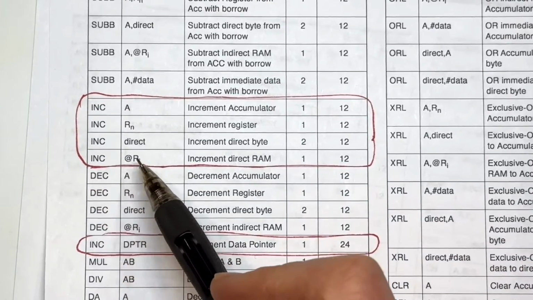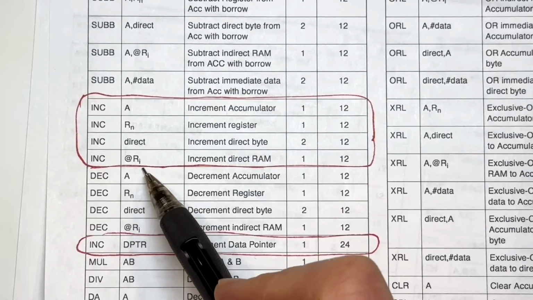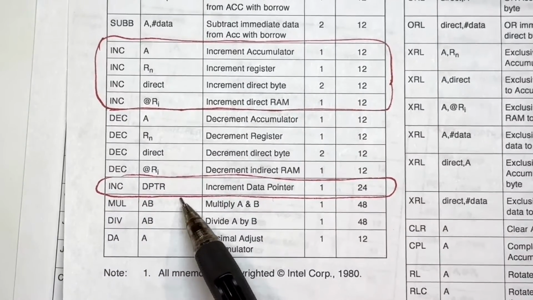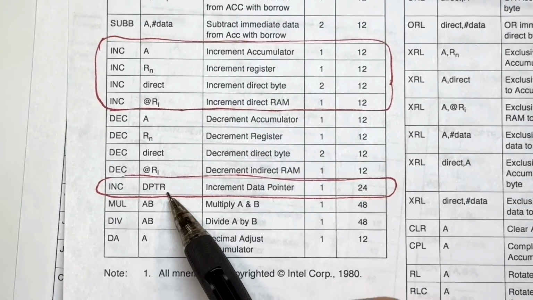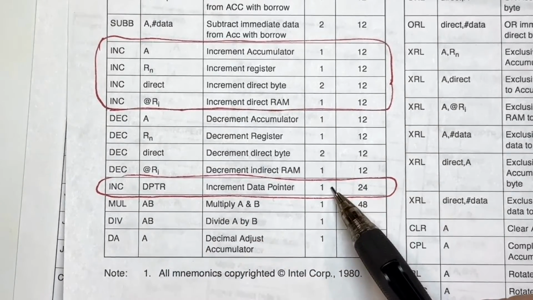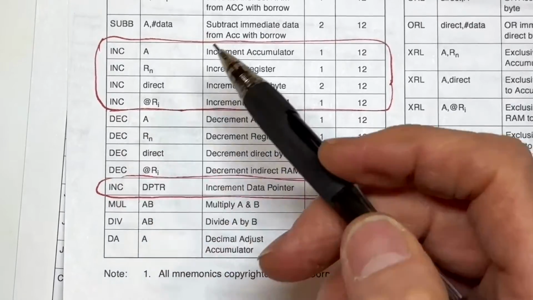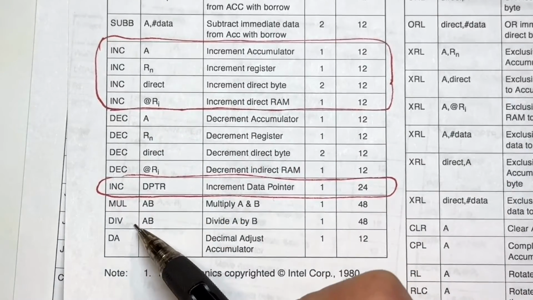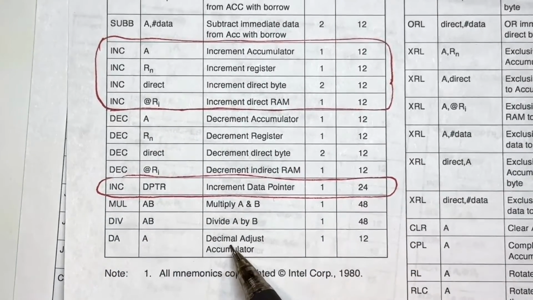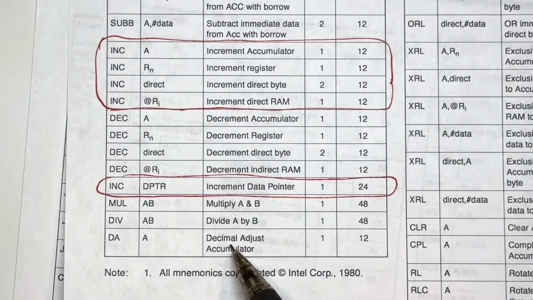And then here we have an increment using one of the 2 indirect registers. And then down here we see an increment of the DPTR register. Again, it's only 1 byte in length. And we see the decrement. Here we see our multiply and divide instructions. Here is a decimal adjust instruction.